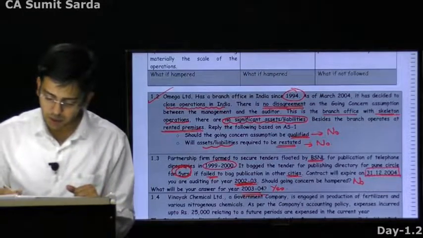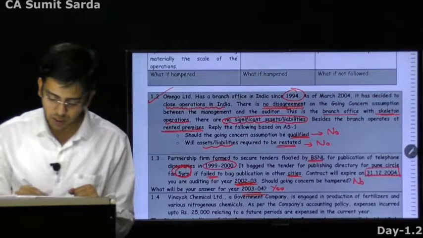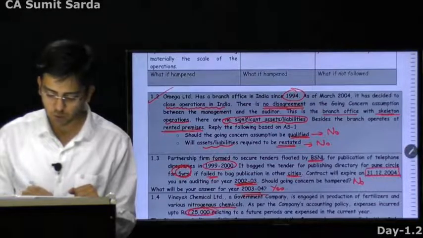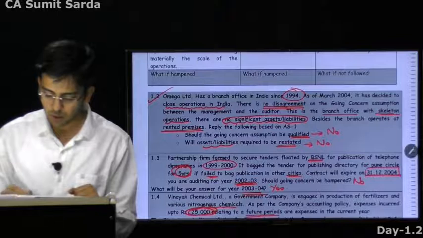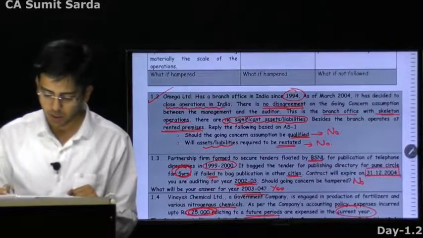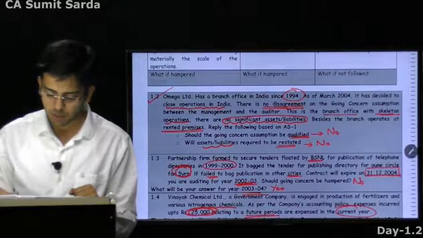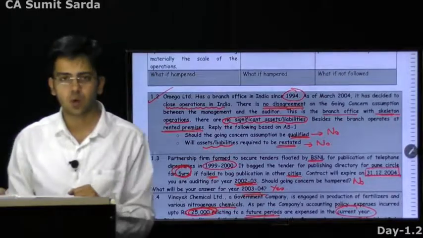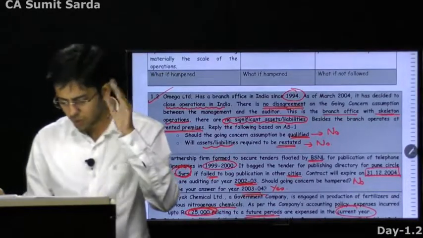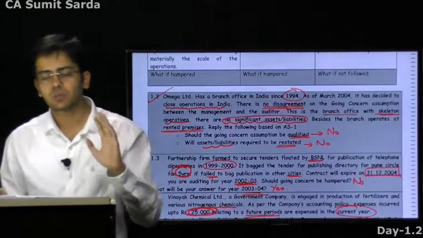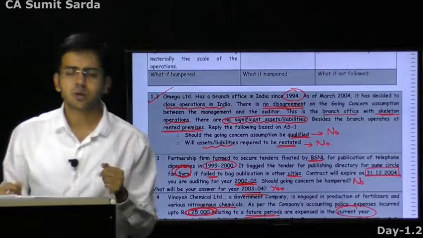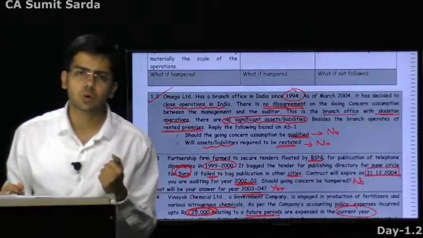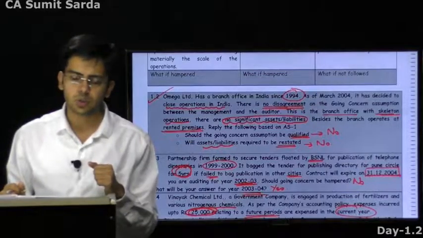Vinayak Chemical Limited, a government company, is engaged in production of fertilizer and various nitrogenous chemicals. As per the company's policy, expense incurred up to 25,000 relating to a future period is expensed during the current year. The statutory auditor of the company opines that the company has not complied with AS1. Tell me, my friend, has the company complied with AS1? Sir, expenses of up to 25,000 related to a future period means it is a prepaid expense. Sir, you have shown a prepaid expense in the current year itself. How are you following the correct accounting policy? It is wrong. You haven't followed the correct accounting policy.